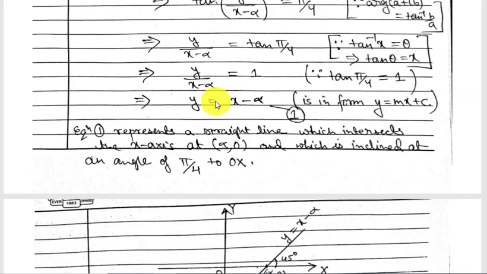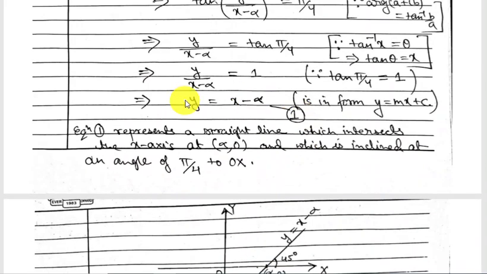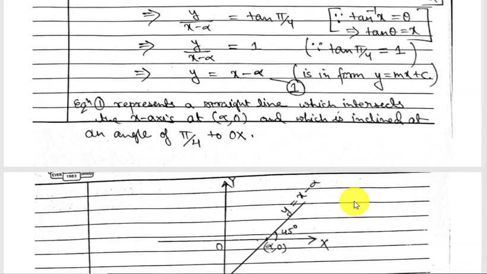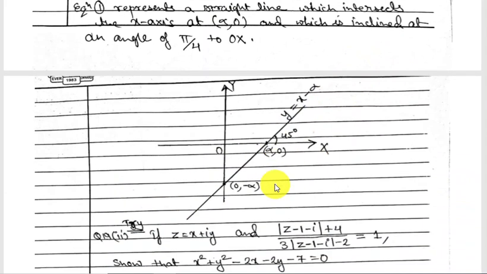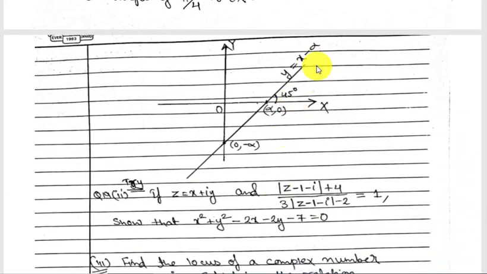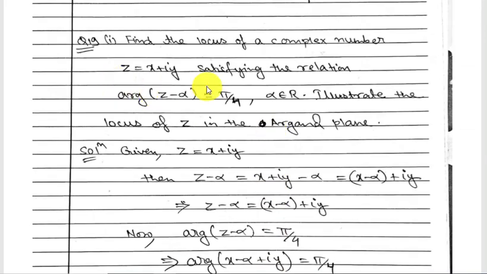So for which theta does tan give you 1? 45. Yes, 45 means pi by 4. That's why it's written that this line is inclined at the angle pi by 4 to the OX, means x-axis. So if you plot this line, this is how it looks. All the points on this line will satisfy this.